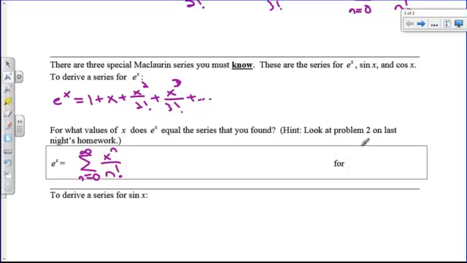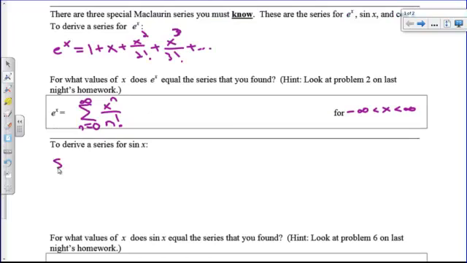And now, from last night's homework, you know that the interval of convergence of e to the x is all real numbers. So this formula, this power series, will equal e to the x for all values of x. That went in our homework as well.